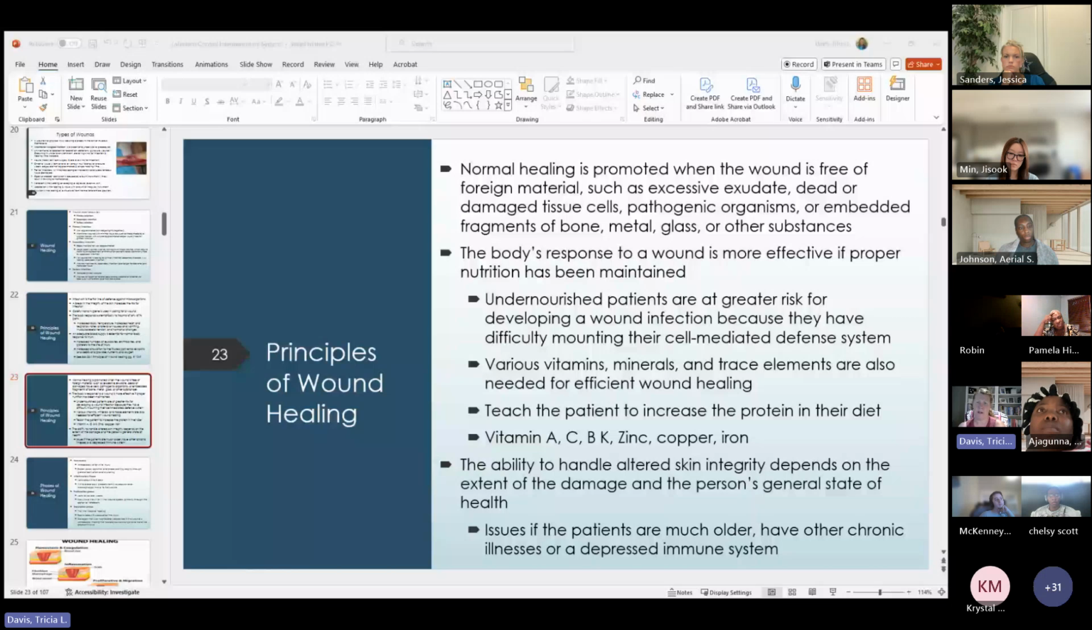Certainly, if you have a wound where there's any type of metal or glass or anything like that, you would want to make sure that you were removing that as well, because we know that the wound won't heal with all that stuff in there.